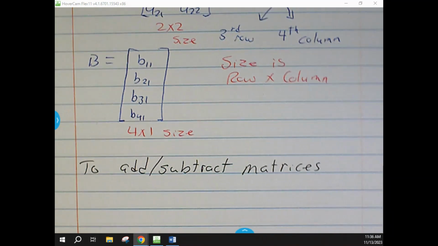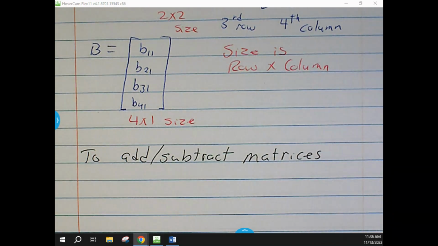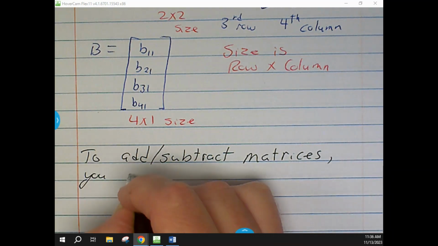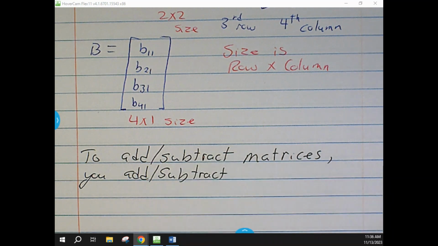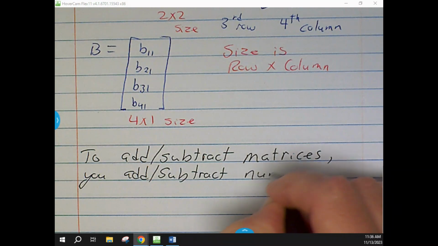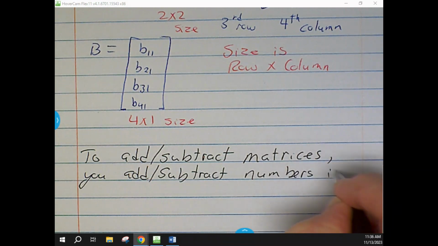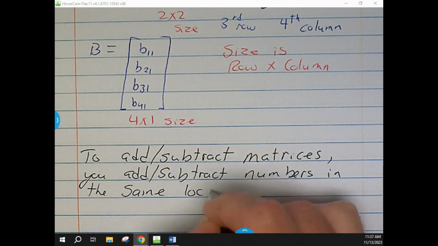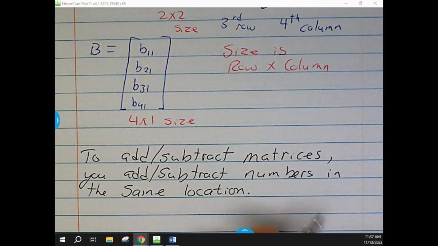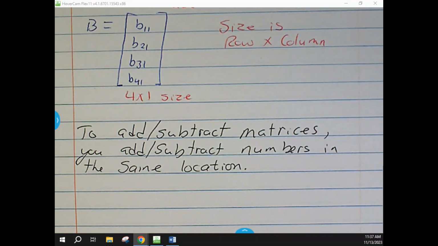If you've got to add or subtract matrices, and again, matrices is just the plural of matrix, you either add or subtract numbers that are in the same location. Again, it's a row and column thing, but you can think top left, top right.